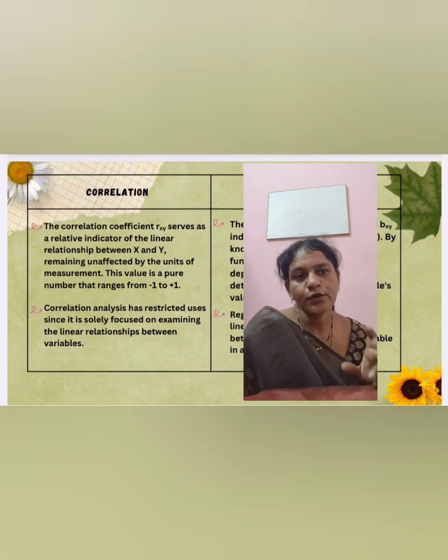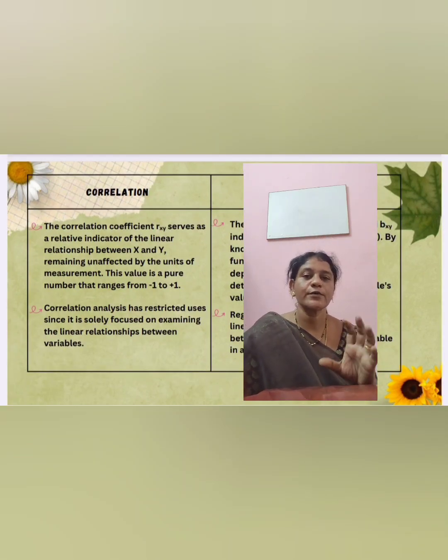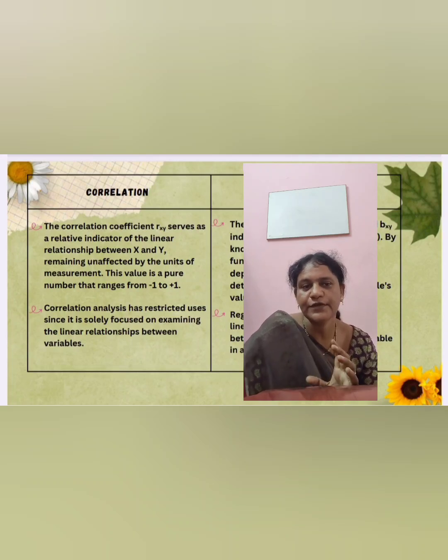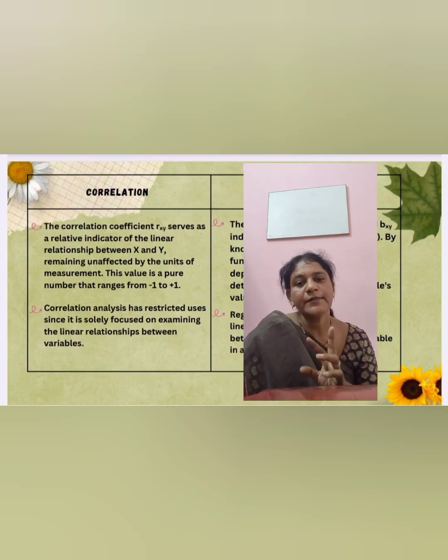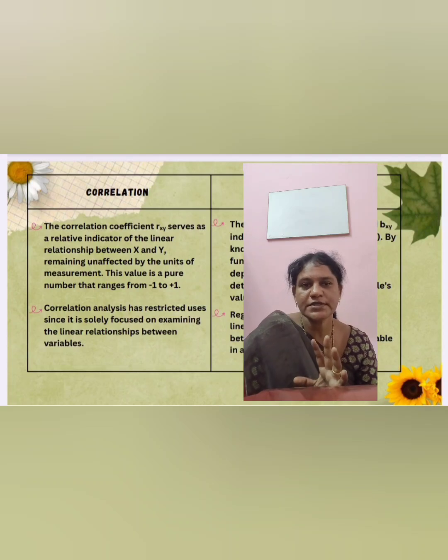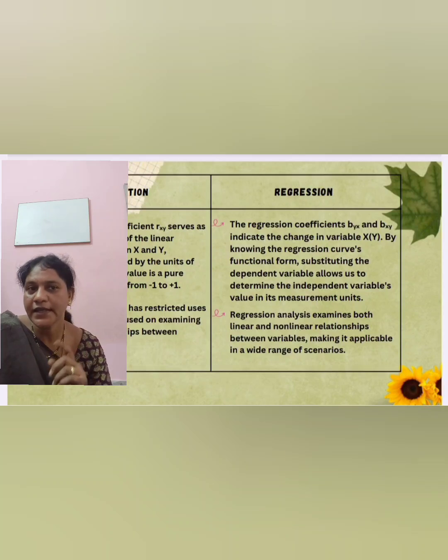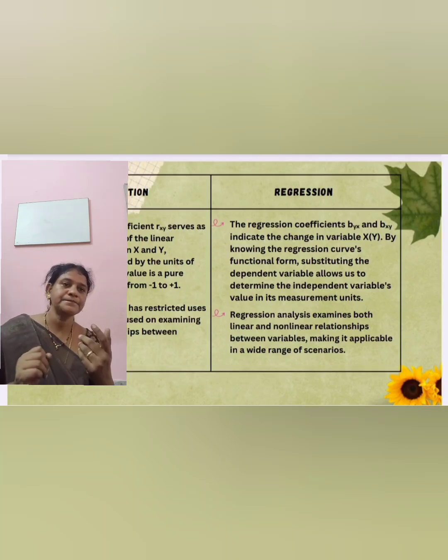The correlation coefficient Rxy serves as a relative indicator of the linear relationship between x and y, remaining unaffected by the units of measurement. This value is a pure number that ranges from -1 to +1. Regression coefficients Byx and Bxy indicate the change in variable x or y.